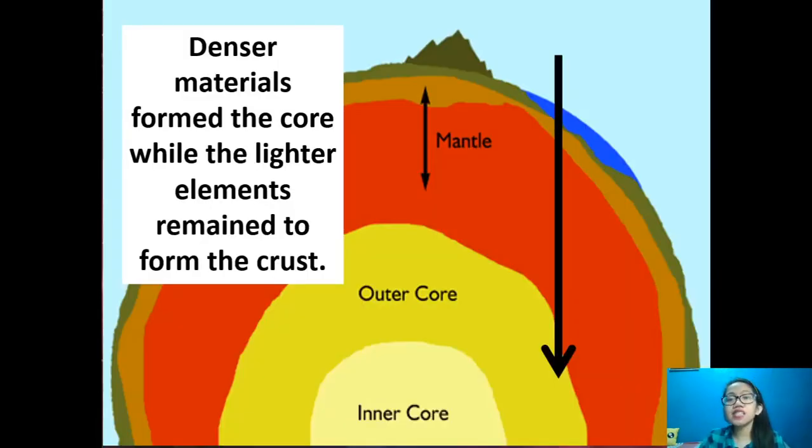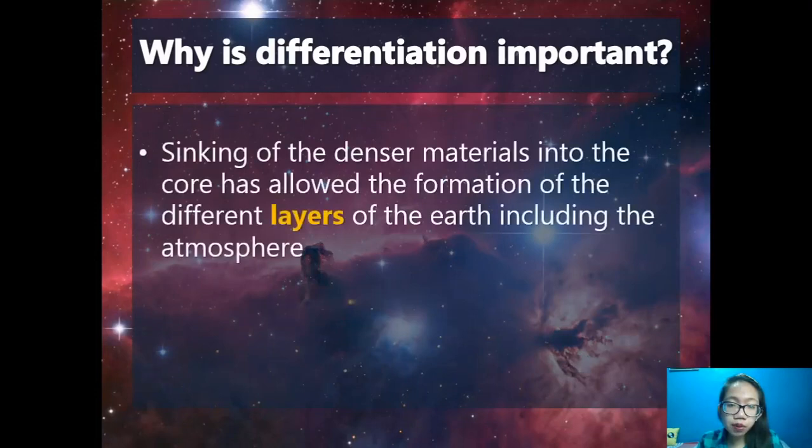So this is a graph which is showing the differentiation process. So again, the metallic elements are what now compose the inner core and outer core, and then the lighter materials make up your mantle and the crust. Okay, so this is important because if the planetary differentiation did not occur, we wouldn't have layers, which is beneficial for us, for life on Earth.